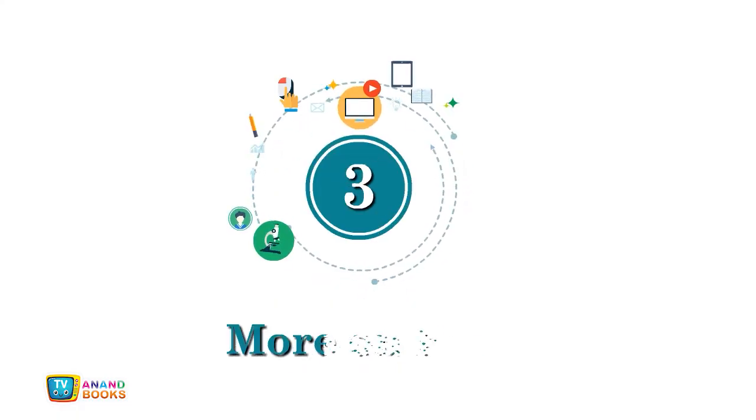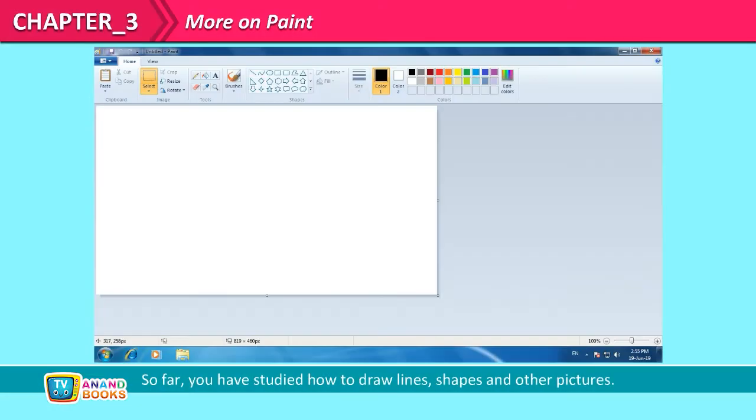Chapter 3. More on Paint. So far, you have studied how to draw lines, shapes, and other pictures. You have also learned how to fill colors in them. You also know how to type text in your drawings. In this chapter, you will learn about the options and tools in the clipboard and image groups present on the ribbon. To use the various options and tools in the clipboard and image groups, first you need to select the entire picture or a part of it.